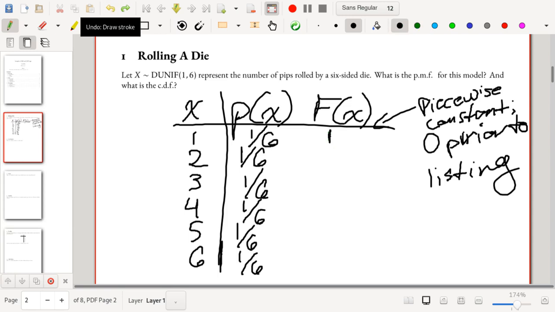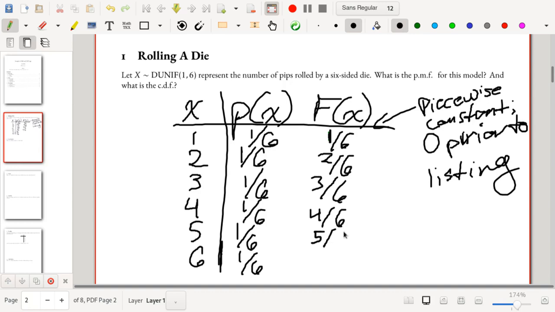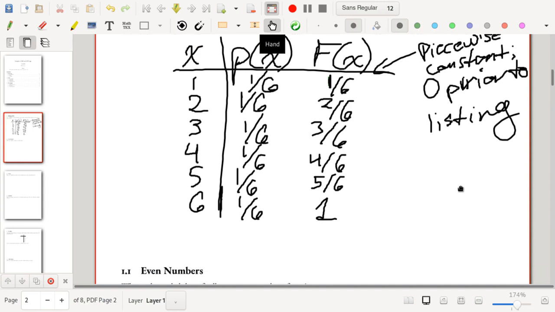So at 1, it's going to be 1/6. At 2, it's going to be 2/6. Yeah, let's just write it as 2/6. For 3, it's 3/6. For 4, it's 4/6. For 5, it's 5/6. And for 6, it's 1, or 6/6. And the CDF at 0 will be 0. And anything less than 1, it will be 0.